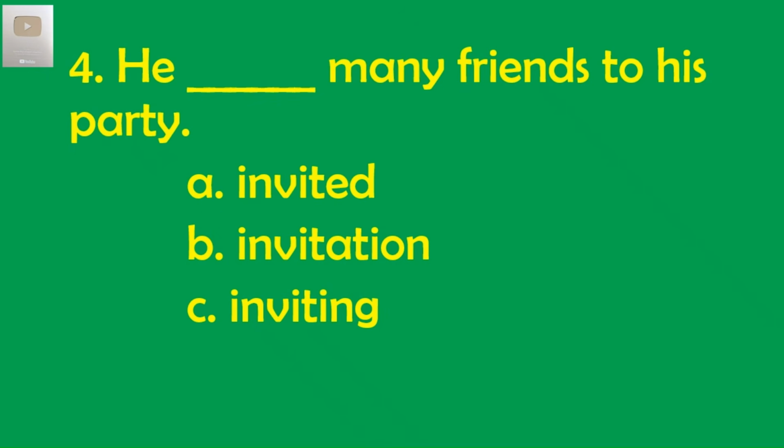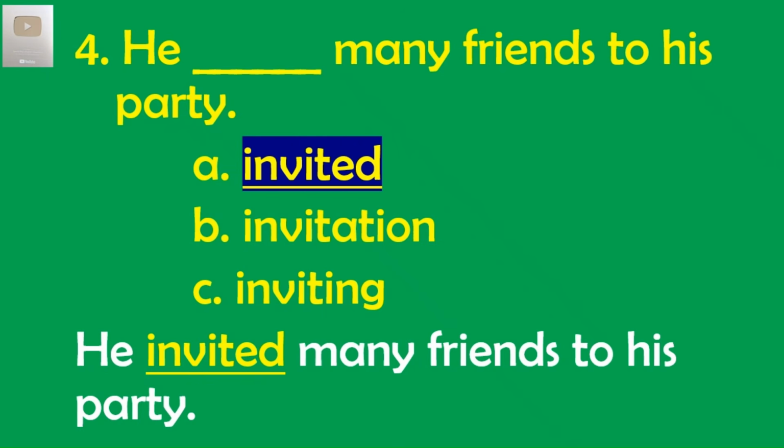Fourth sentence. He, there is a blank, many friends to his party. The three choices, invited, invitation, and inviting. The first choice, A, is right. He invited, because we are looking for a verb.